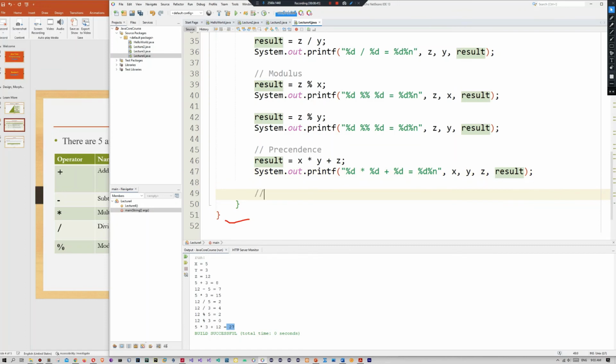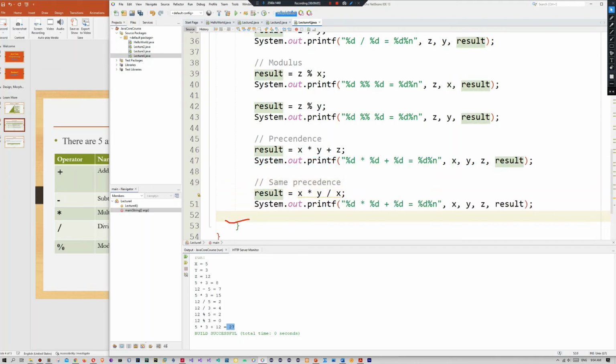Now in case of same precedence, okay, let's say the result is equal to x multiplied by y and divided by, let's say, x again. Okay, let me print it. X, y and x. Okay, and let me change the symbols. This is multiplication and this is division. Okay, so x multiplied by y and divided by x.